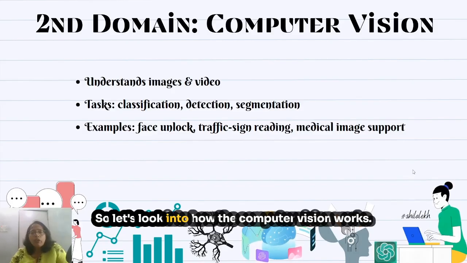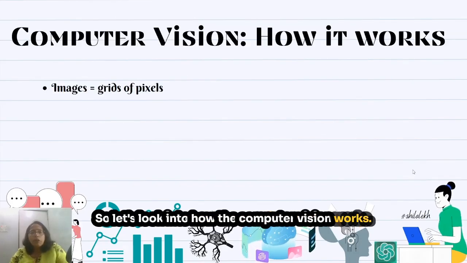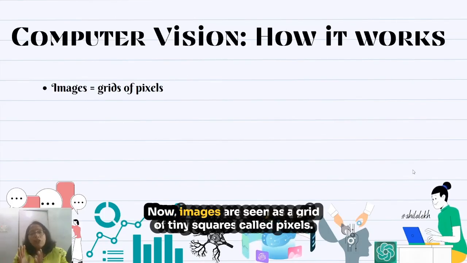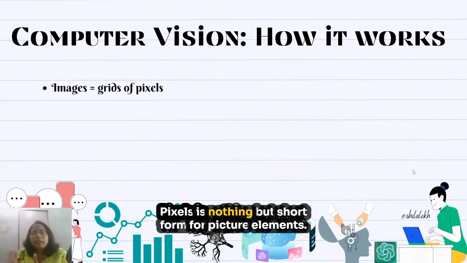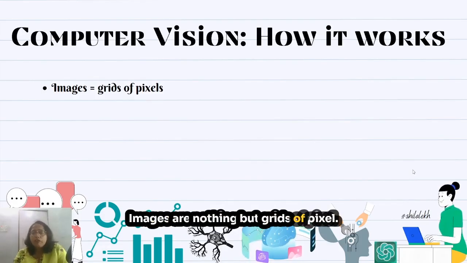So let's look into how computer vision works. Now, images are seen as a grid of tiny squares called pixels. Pixels is nothing but short form for picture elements. Images are nothing but grids of pixels.